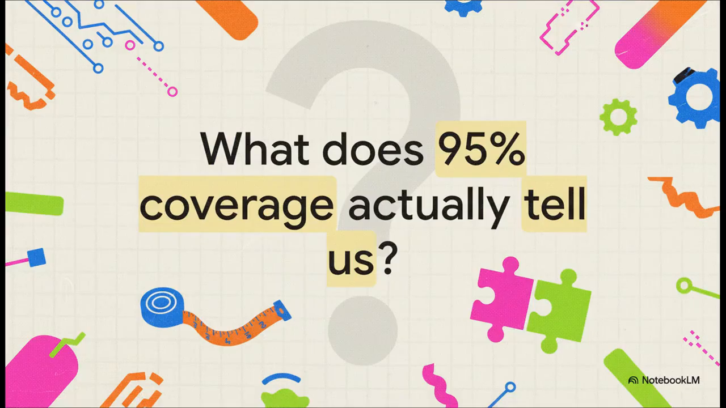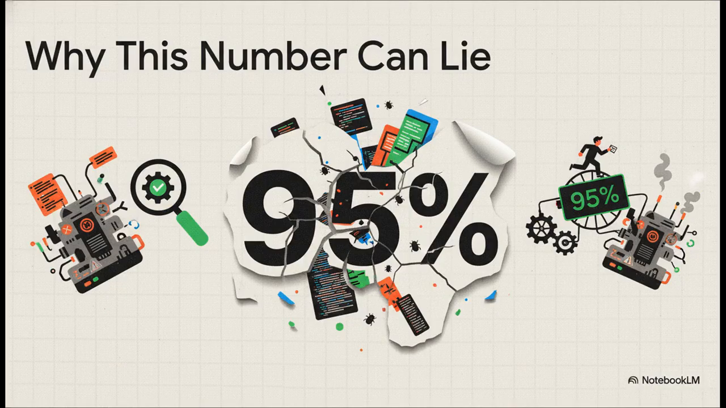But wait a second. We have to be smart about this and ask, what is that 95% really telling us? Does it actually mean the software is high quality and bug-free? And here's the trap. That number can be a huge lie. All code coverage tells you is that a line of code was executed during a test. It says nothing about whether the test actually checked if the code did the right thing. You could have 100% coverage and still miss tons of bugs. It can give you a false sense of security while completely ignoring the most complex, riskiest parts of the application. So remember, coverage is a tool, not a goal.